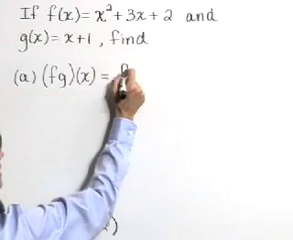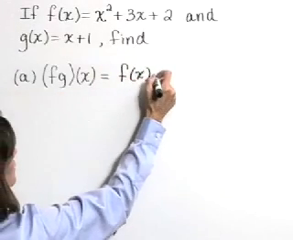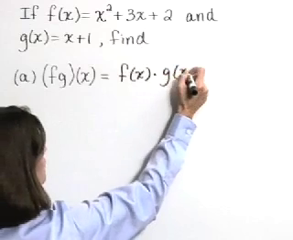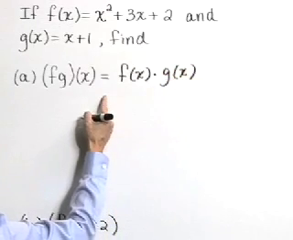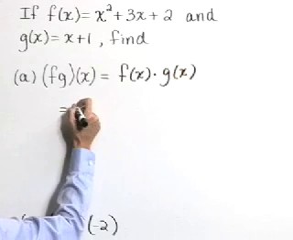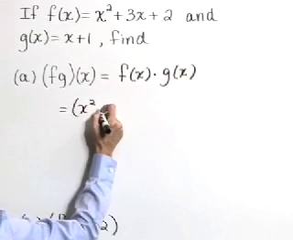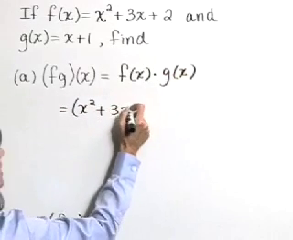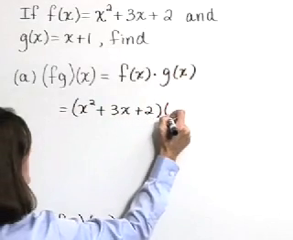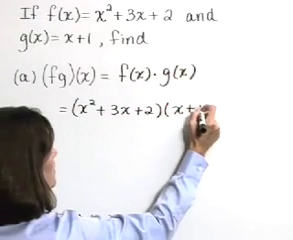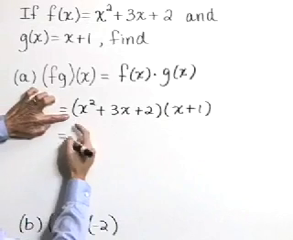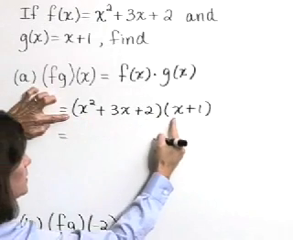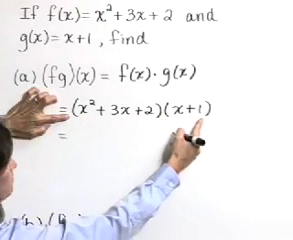So if you'd like to write that this is f(x) times g(x), go ahead. Now let's multiply. Let's go ahead and write this as f(x), which is x² + 3x + 2, times g(x), that's x + 1. To multiply, we need to take each term of this first function times each term of the second one.